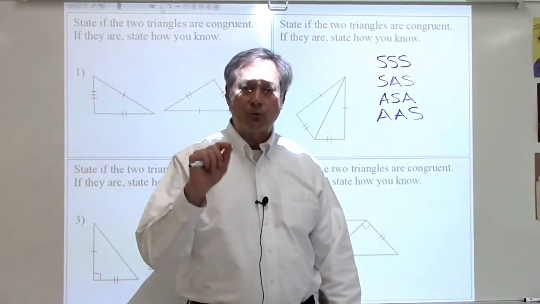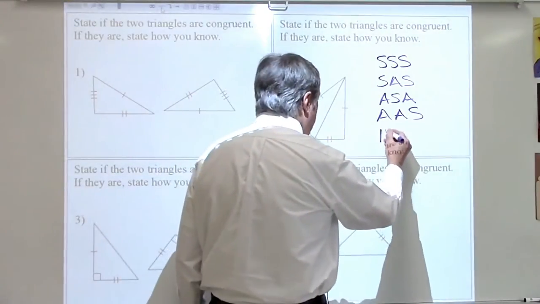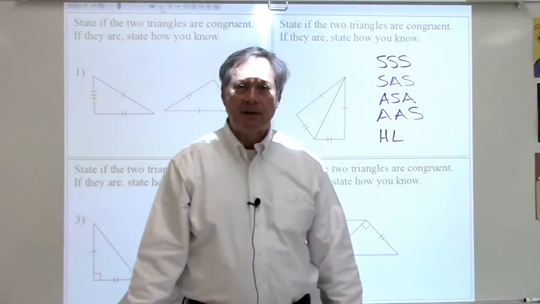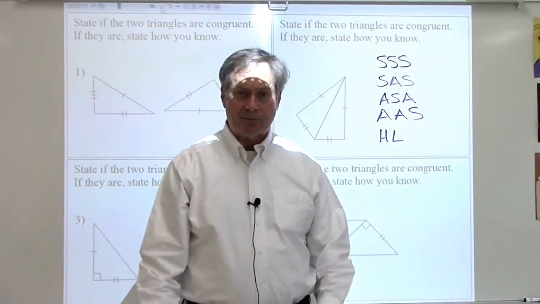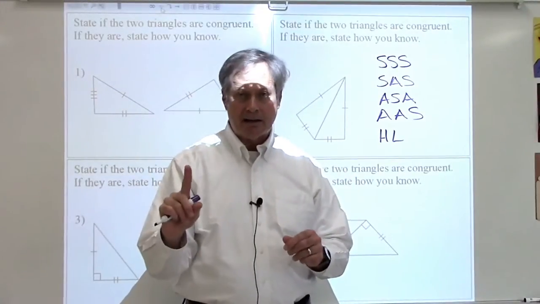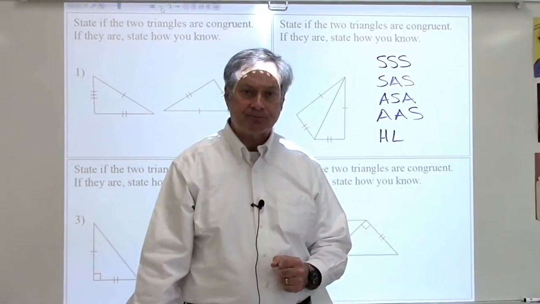Now, if you have a right triangle only, you've got one more called HL for hypotenuse leg. In other words, if you have the hypotenuses are identical and one leg, then the 2 right triangles are congruent.